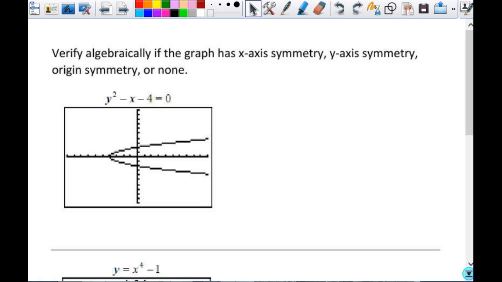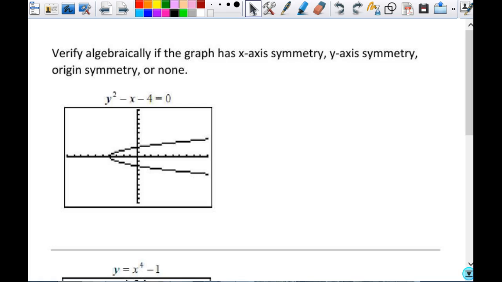But instead of just working through it with me as I scroll, since you don't have these problems, if you would just pause it and get the problem written down and work it out, and then you can check to make sure that you can do this as well, because this is on the test and it is not on your review. Okay, so we're going to verify algebraically if the graph has x-axis, y-axis symmetry, origin symmetry, or none.